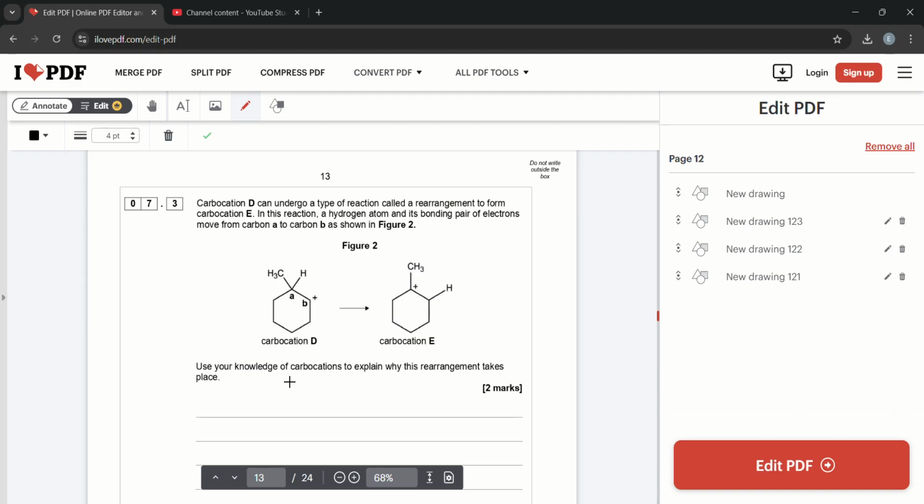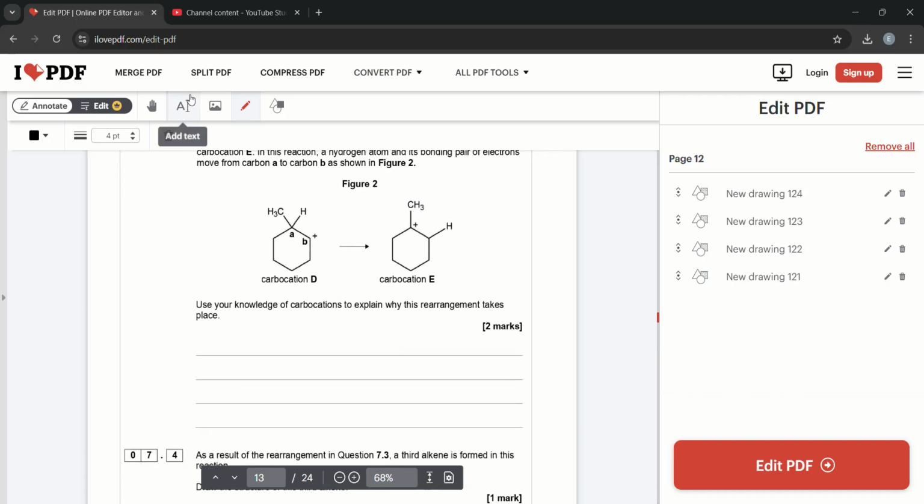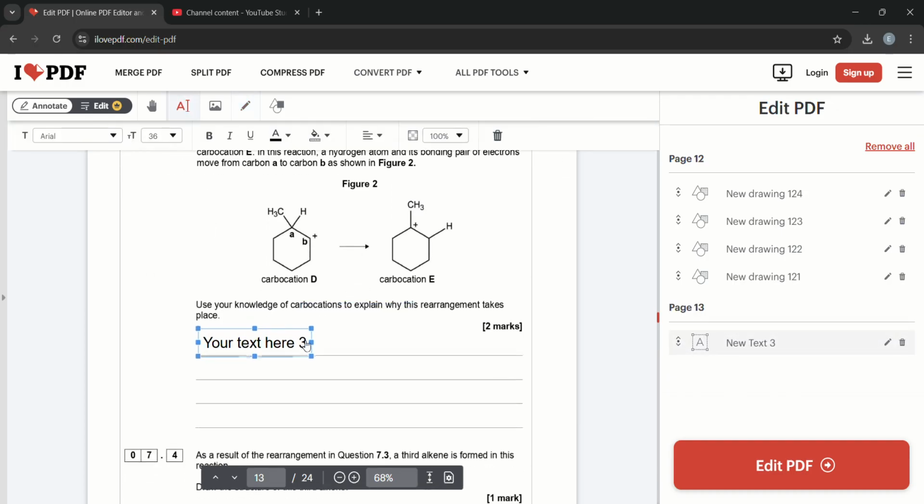Look at carbocation E. Well, it's changing from a secondary carbocation to a tertiary carbocation. A more stable carbocation is formed, as it changes from secondary to tertiary carbocation.